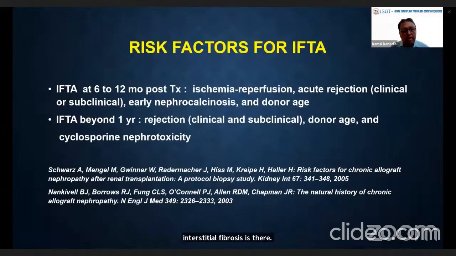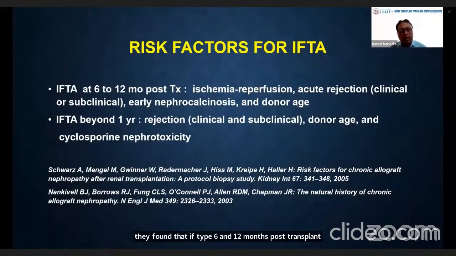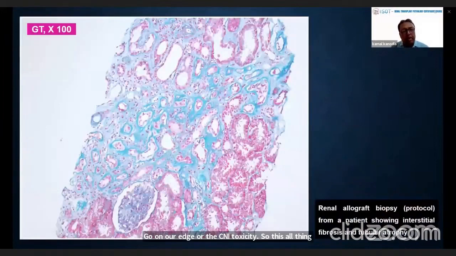So in these studies by Nankivell and Schwarz et al., they found that for IFTA at 6 and 12 months post-transplant, the risk factors are ischemia reperfusion injury, acute rejection, clinical or subclinical, early nephrocalcinosis, and donor age. And IFTA beyond 1 year could be associated with rejection, donor age, or cyclosporine toxicity. So all these things can lead to IFTA in the graft. Here you can see there is interstitial fibrosis with tubular atrophy without inflammation.